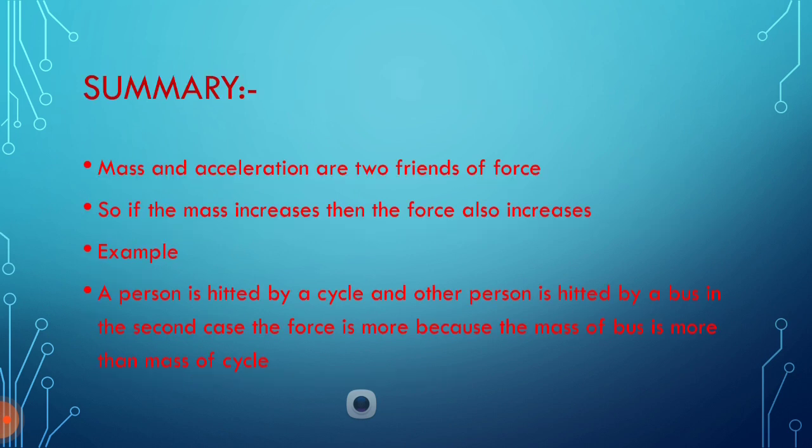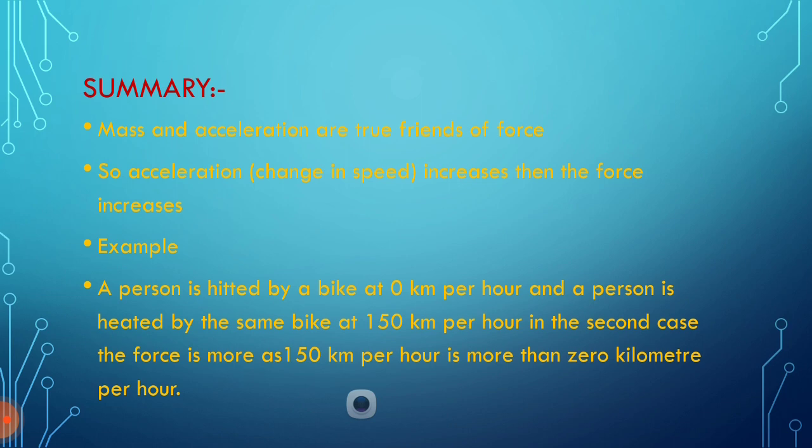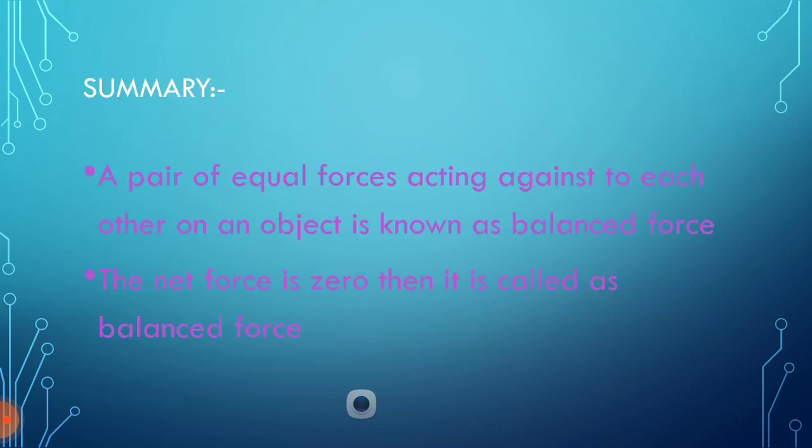Now the summary: mass and acceleration are two friends of force. So if the mass increases, then the force also increases. Example, a person is hit by a cycle and another person is hit by a bus. In the second case, the force is more because the mass of the bus is more than the mass of the cycle. Mass and acceleration are true friends of force. So if the acceleration, the change in speed, increases, then the force increases. Example, a person is hit by a bike at 0 km/h and a person is hit by the same bike at 150 km/h. In the second case, the force is more, as 150 km/h is more than 0 km/h.